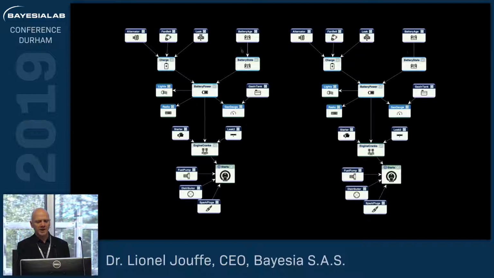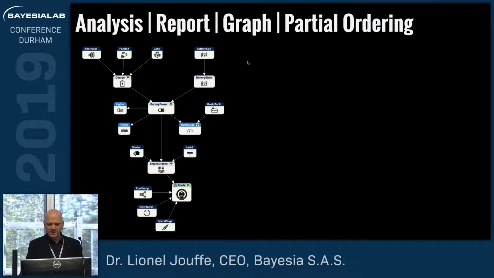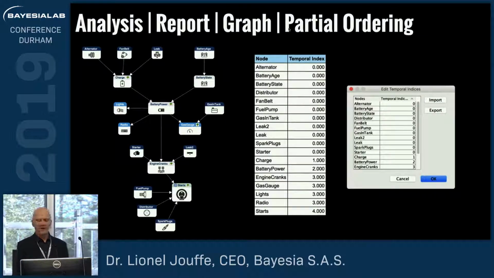So I can only have a directed link if I have a V structure, at least. If this is just AB, we know that AB, BA, we cannot define any direction, right? Unless this is set by expert knowledge. So this is partial ordering. And this is something you can also generate. When you have a network, you can go through Analysis, Report, Graph, Partial Ordering, and this will compute or estimate the temporal indexes given this graph.